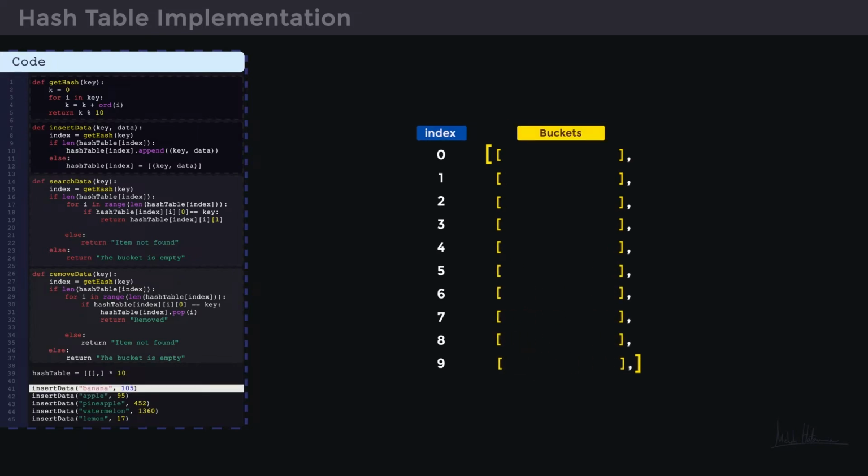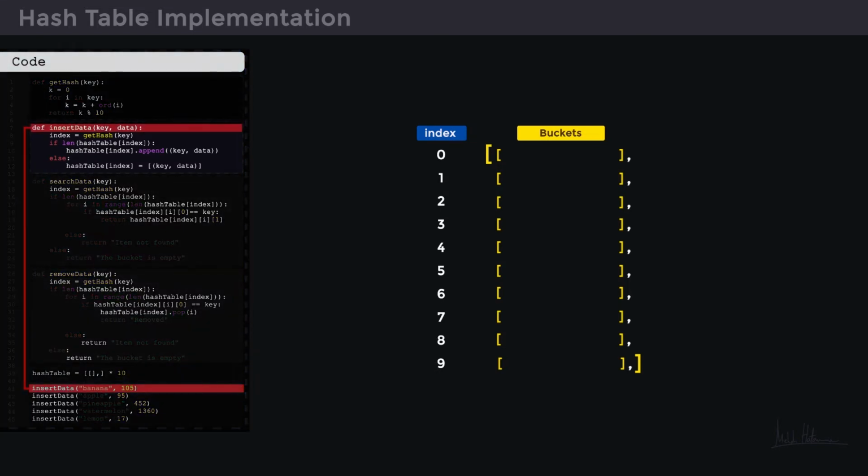In the first line, we call the insert data function, and from the first line of the insert data function, we conclude that we have another function. First of all, we need to know the index. Therefore, call the getHash function and calculate the ASCII code for banana.